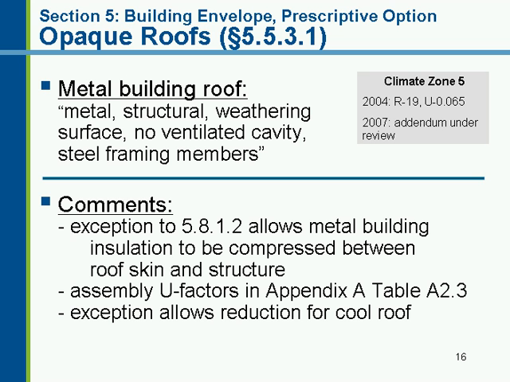The second roof category is the metal building roof category, and this is for metal that is structural, and it's the weathering service. There's no ventilated cavity underneath, and it has steel framing members. So we're not talking about something which is just a metal skin on top of another type of structure. This is something where the entire structure is metal. And if you look for 2004, the minimum insulation requirements are R19, and for 2007, there's an addenda that's under review. A couple of comments here, and now I'm going to refer back to the mandatory provisions.